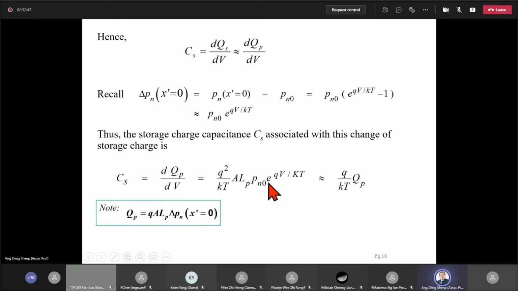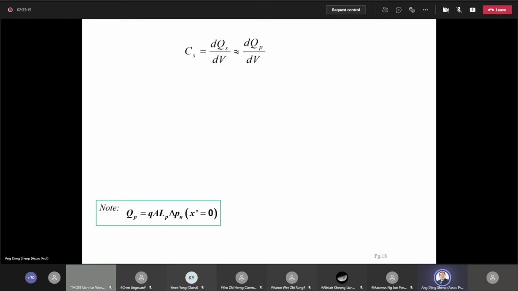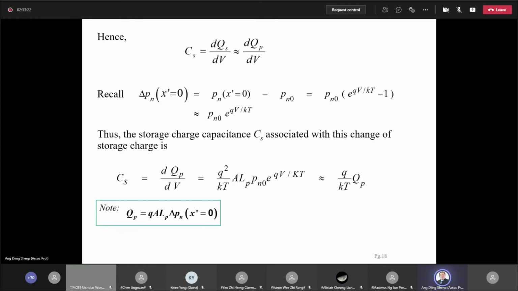Now if you recognize some of the terms can be grouped together in the end, you can express CS as Q over KT times QP. At this point, take note that this expression only applies to a P plus N. Now, what if you do not have a one-sided PN junction such as a P plus N? If you have a PN junction that has comparable P and N side doping, then it is necessary to consider the Qn and the QP term both together. In that case, you will have an additional term here for the charge storage capacitance. So there will be one more term, plus Q over KT Qn. You can easily rework this and see for yourself.